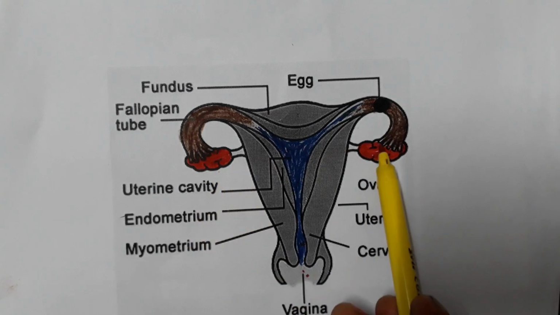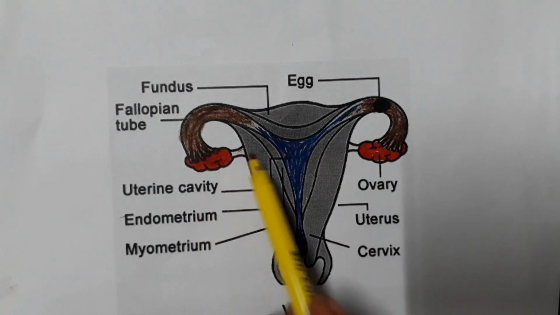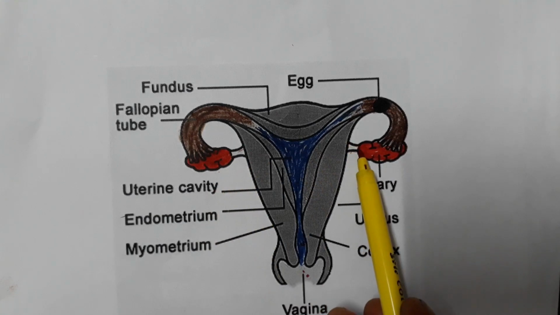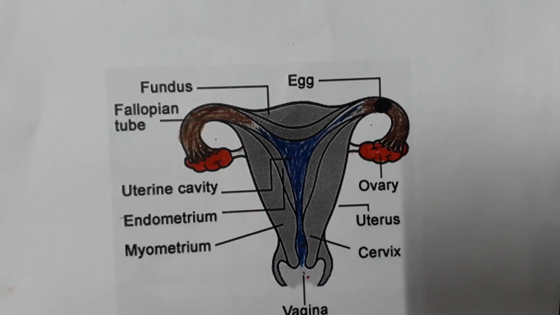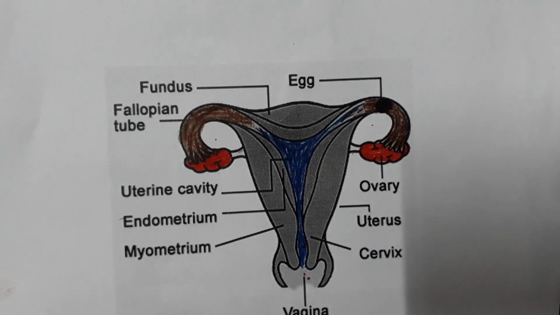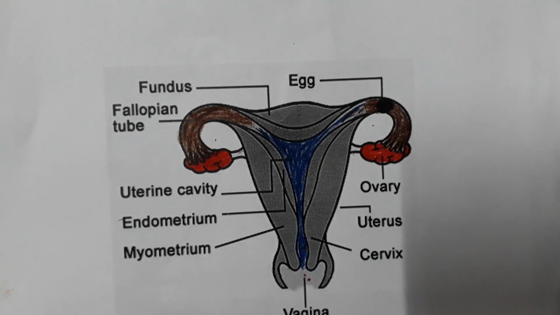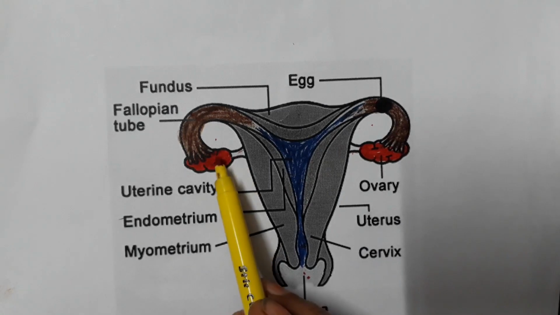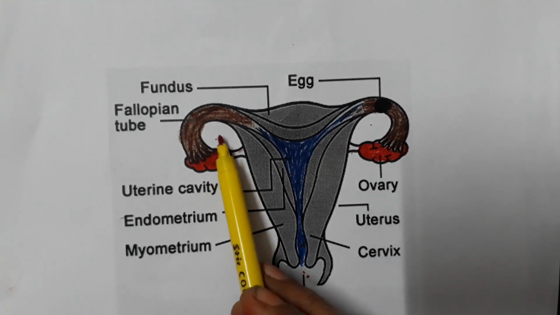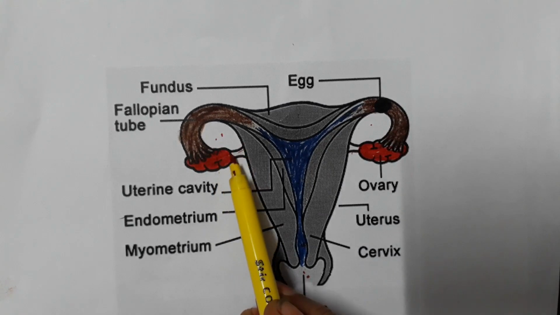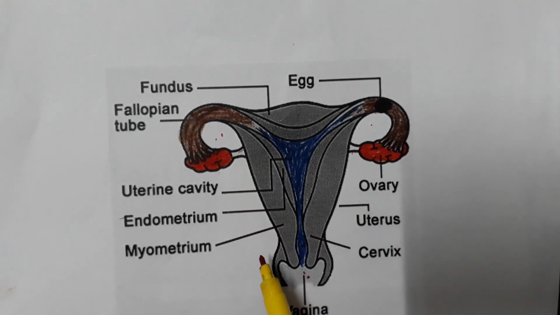These ovaries are connected with the uterus, as well as with the pelvic abdominal cavity with the help of a ligament. Ligament is a tissue which connects the ovary to the abdominal wall as well as the uterine cavity. So the ovary remains in a fixed position.